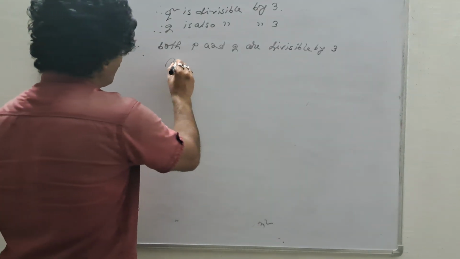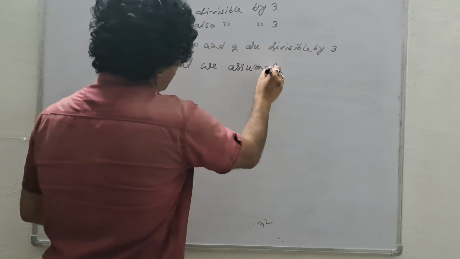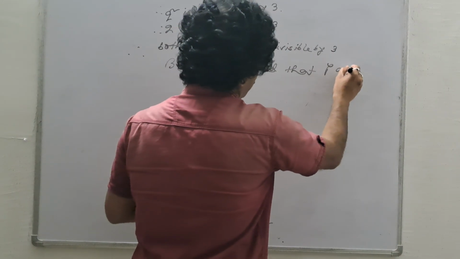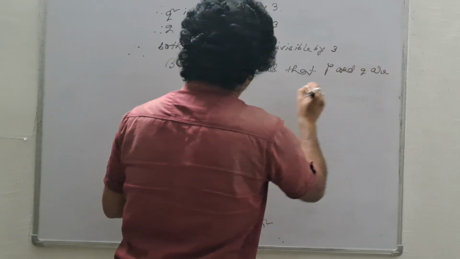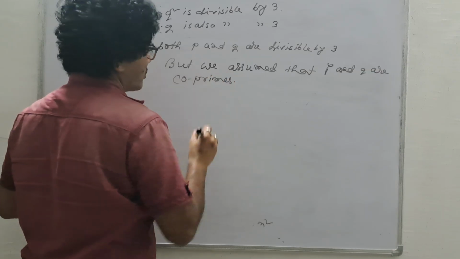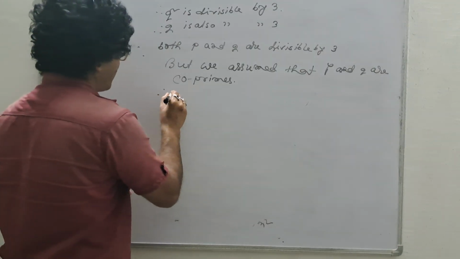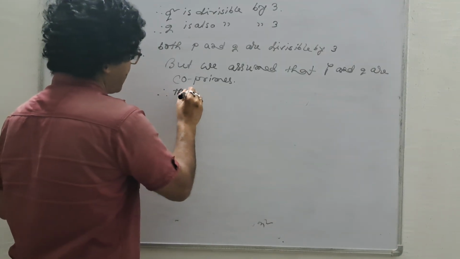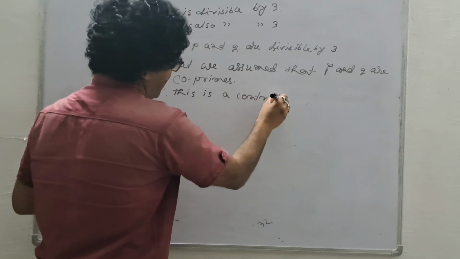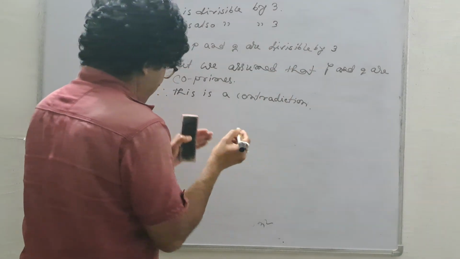But we assumed that P and Q are co-primes, that is, only 1 is the common factor, that is, they are only divisible by 1. But we assumed that P and Q are co-primes. Therefore, this is a contradiction. P and Q are co-primes, and here we see that P and Q are not co-primes. Therefore it is a contradiction.